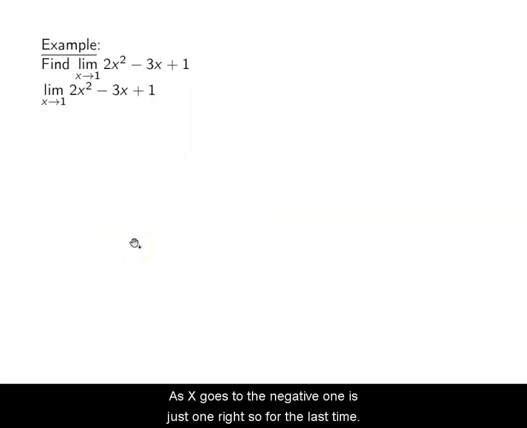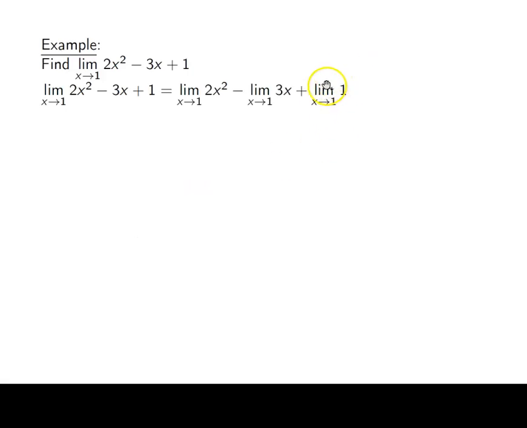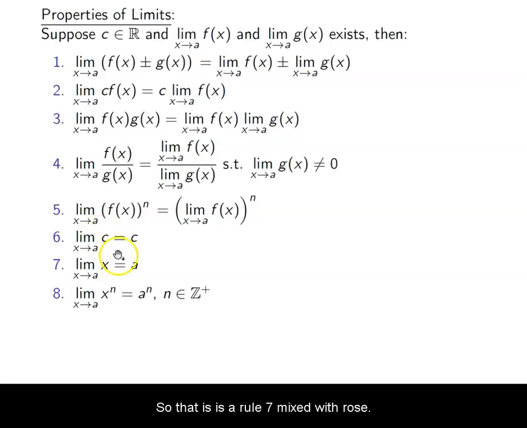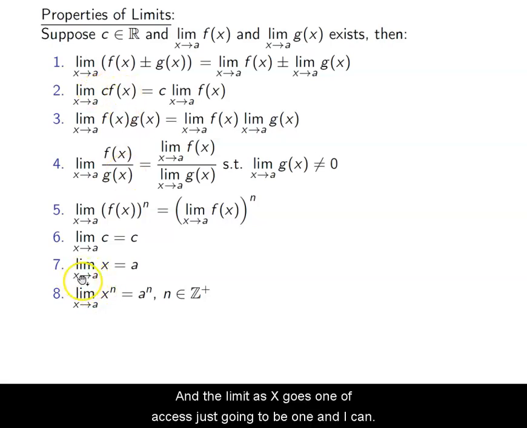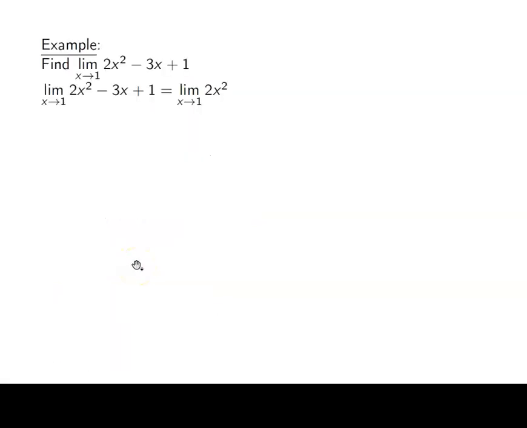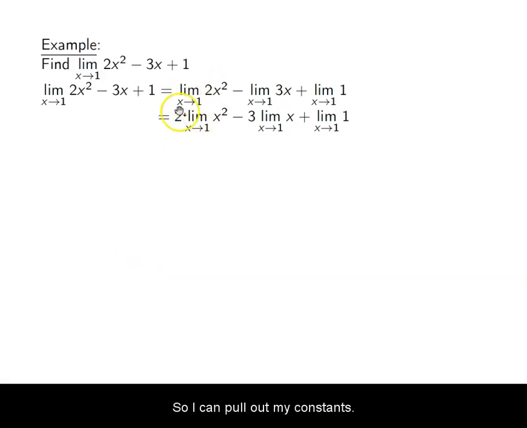So for the last term, I'm taking the limit of a constant value as I go to a value. For the middle term, I have the function x, and I'm multiplying it by a constant 3. So that is rule 7 mixed with rule 2: a constant times a function, and the limit as x goes to 1 of x is just going to be 1 in that case. So I can pull out my constants. That's using rule 2, the constant rule.